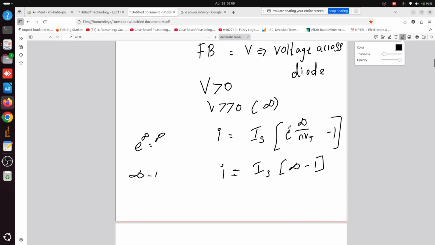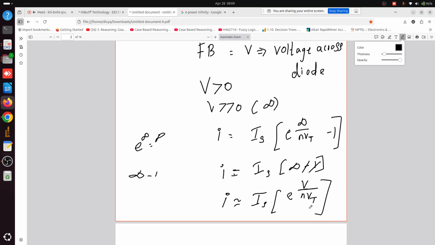So here I am going to generalize the equation that this minus 1 doesn't matter. So I am writing I is equivalent to Is e power V divided by Vt. Now did you understand? Since this is going to be a greater value, this one doesn't matter in forward bias. So in forward bias, the current across the diode becomes I is equal to Is e power V by n Vt. Understood?